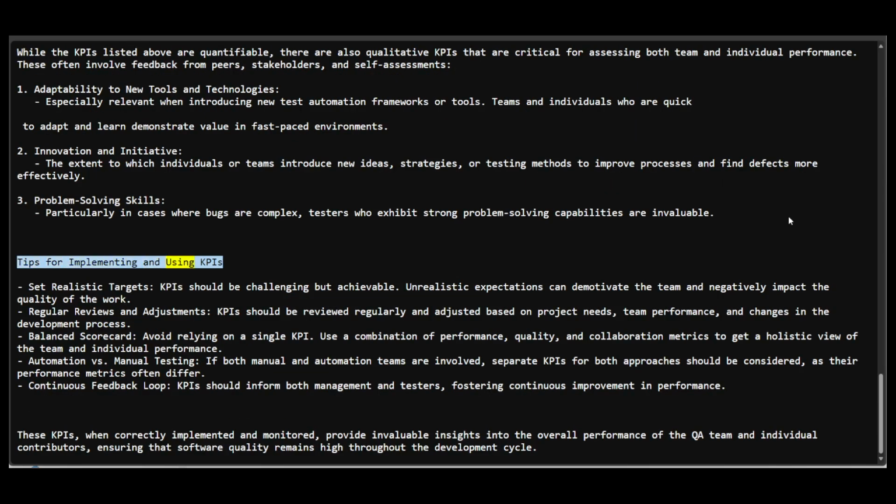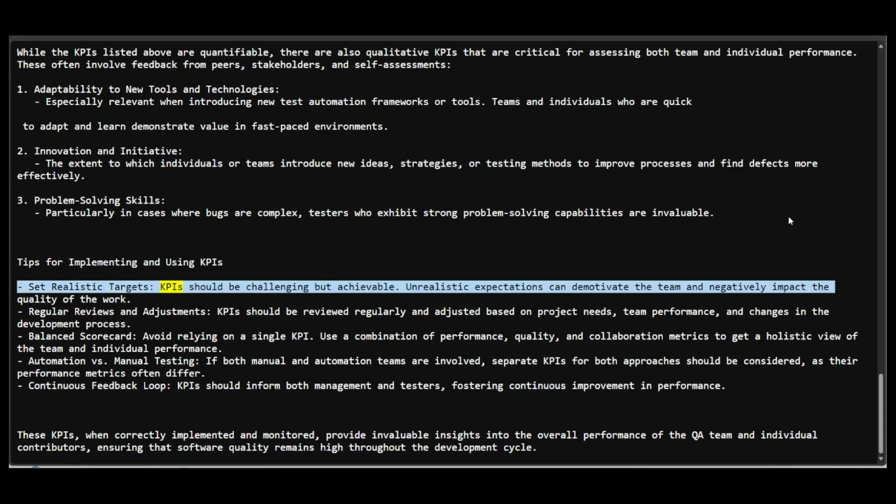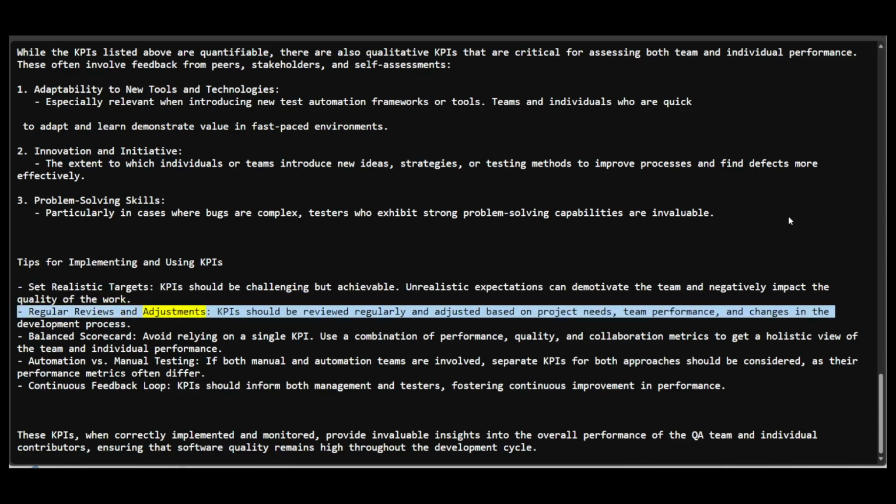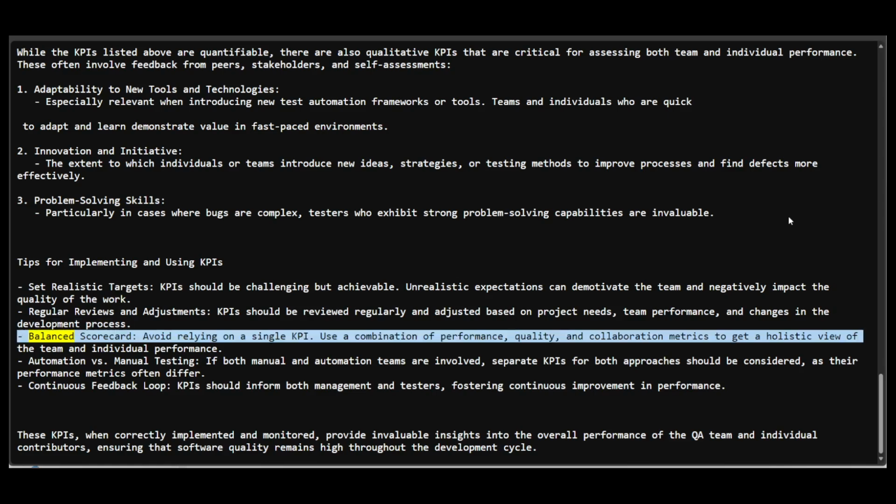Tips for implementing and using KPIs. Set realistic targets. KPIs should be challenging but achievable. Unrealistic expectations can demotivate the team and negatively impact the quality of the work. Regular reviews and adjustments. KPIs should be reviewed regularly and adjusted based on project needs, team performance, and changes in the development process. Balanced scorecard.